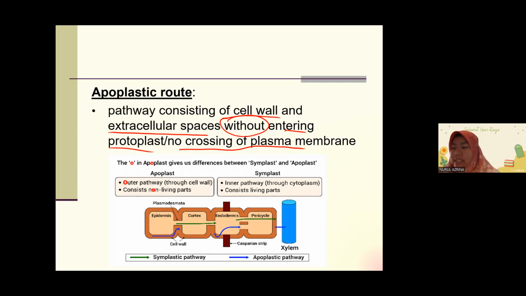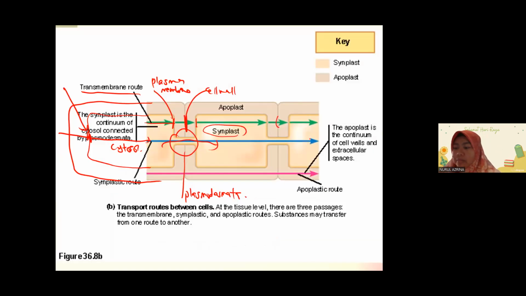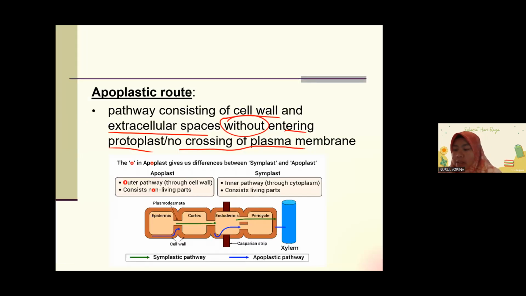So you can see here, apoplast, the green color, the pink color. You can see that water and mineral solute travel along the cell wall and the extracellular space of the cell wall without crossing the plasma membrane. Look at this animation down here.